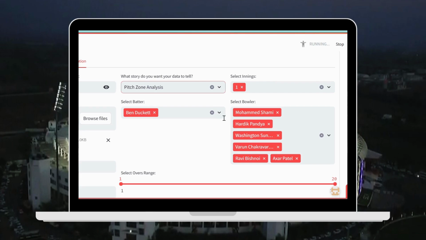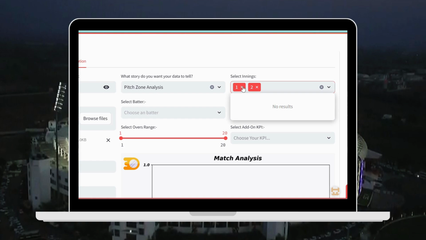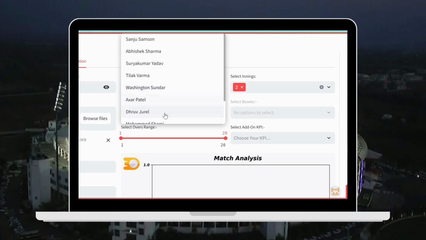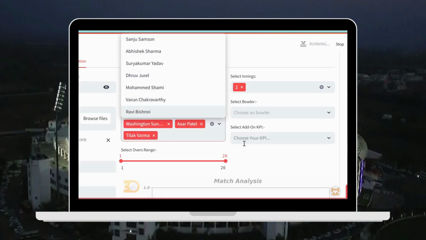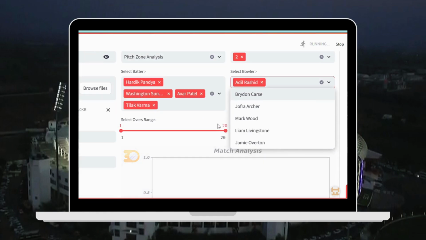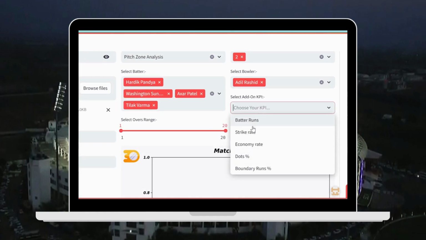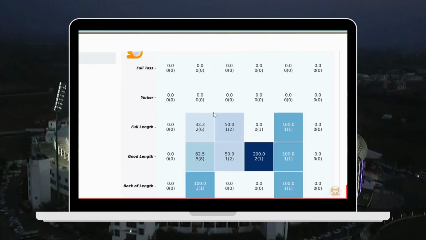Let's move on to the pitch zone analysis now. Pitch zone analysis, Indian innings. Let's keep the batters as Hardik Pandya, Washington Sundar, Axar Patel and Tilak Verma, the Indian middle order. And the bowler once again would be Adil Rashid because he was exceptional last night. Strike rate against every bowler, Adil Rashid for every batter.